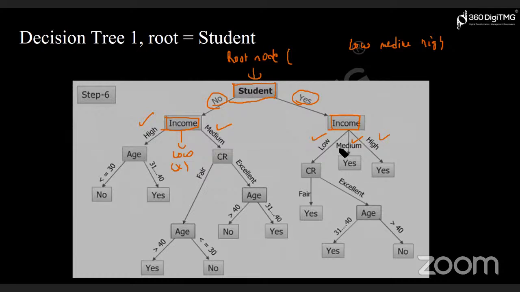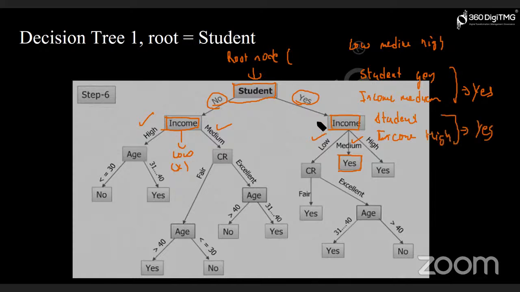Now here you might notice when the person's salary is medium, yes, they are going to buy the laptop. So this specific branch, starting from student, yes, income, medium, is saying that the person is going to buy the laptop. Similarly, if you're student, yes, and your income is high, yes, you will buy the laptop.